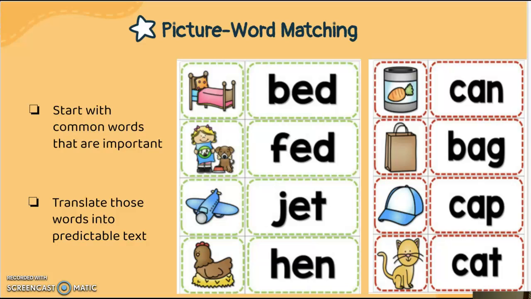So the third and final strategy that I found and really liked is the picture word matching. I thought it was really also still following that picture and how important the pictures are. So you start with the common words, and then you start to associate the picture with the word, and then you can translate those into the predictable text.